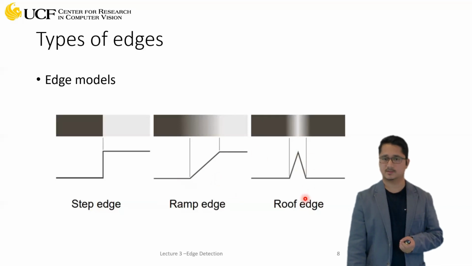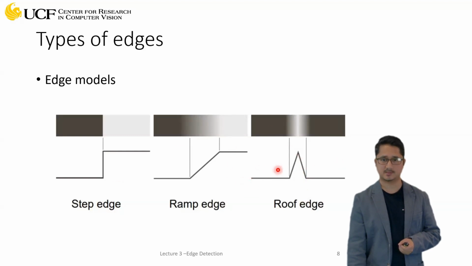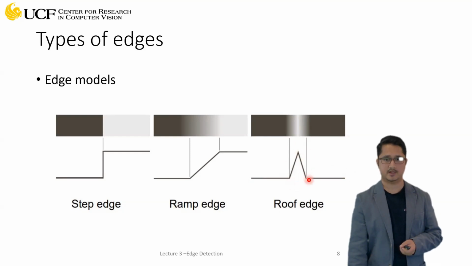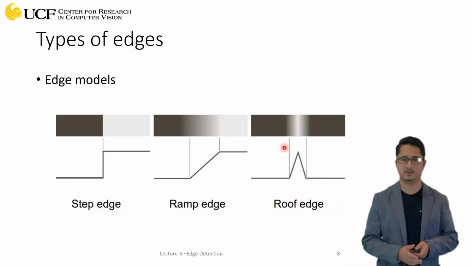The other kind of edge is the roof edge, and this is slightly different from these two edges. In this case, your pixel value is low, it's increasing, and then again it's coming back to the original value. So it's increasing and coming down. It's kind of forming a roof, and that is causing this edge. So these are three different models.